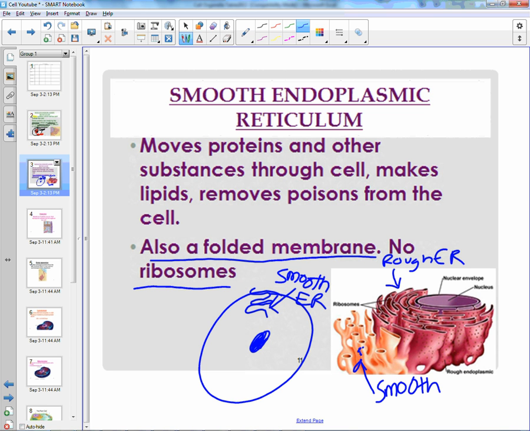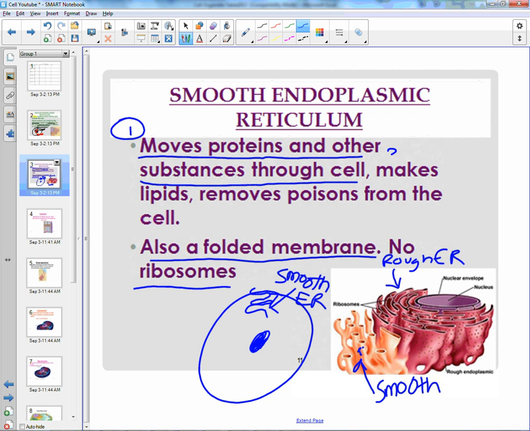Now, what types of cells do you think you find it in? You find it in eukaryotic cells, just like the rough endoplasmic reticulum. What it does, just 3 things. The first thing is it moves proteins and other substances through the cell. That's its first function. It moves proteins.